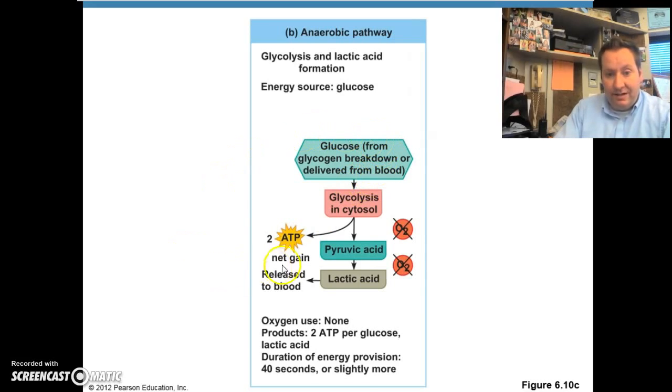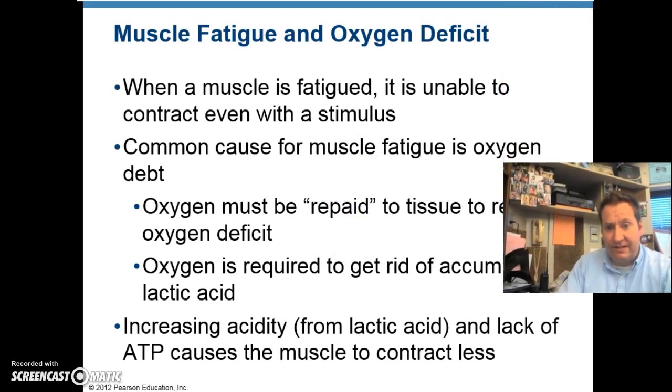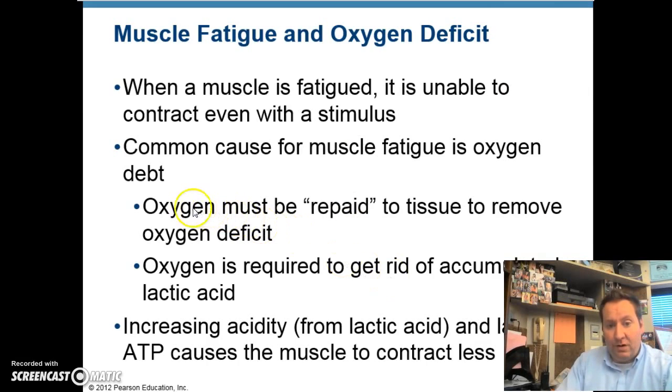This is that process here. Like we said, ATP is going to be produced, a net gain of 2, but you have lactic acid that's produced as a result. This is just talking about muscle fatigue. For a muscle to be able to work properly, it has to have oxygen inside the muscle in order for muscle fatigue to stop, because we have to replace that lactic acid with oxygen.